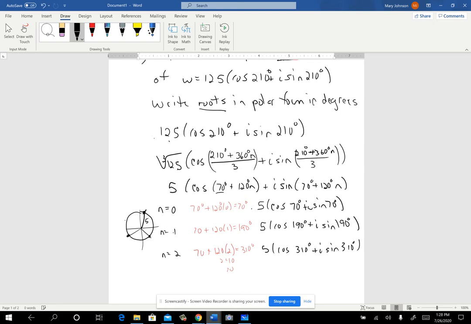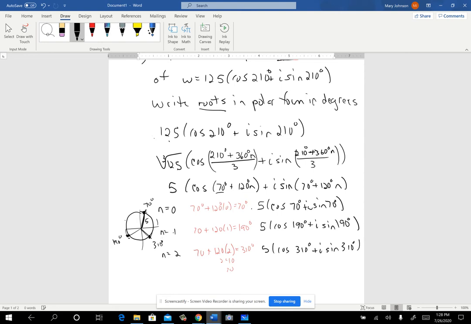So what you found is 190 would be just a little past 180. 310 would be around over here. And these would split the 360 degrees into 3 equal spots because it's a cube root. The radius is 5, and then this is the 70, this is the 190, and this is the 310 spot.